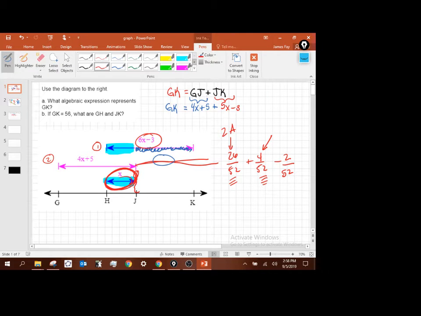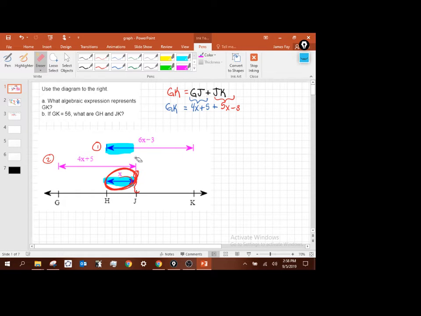There are times that I like to make connections between things that maybe you've already learned. If you haven't learned that stuff with probability, we will before the end of the year. We'll talk in great detail about probability. But in this case, we have to make sure we remove that x. So our answer here would be 4x plus 5x is 9x, plus 5 minus 3 is plus 2. So there is the algebraic expression for GK.